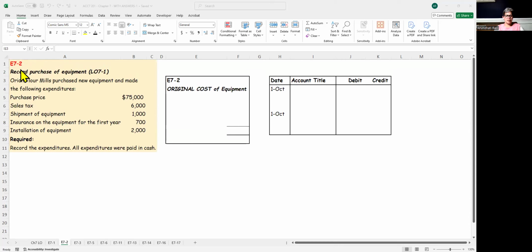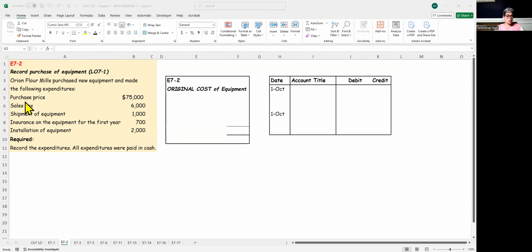Welcome back. Let's take a look at exercise 7-2. Continuing on with long-term asset acquisition, we now look at an equipment that's being purchased. Here we have a company that has purchased a new equipment and made the following expenditures.